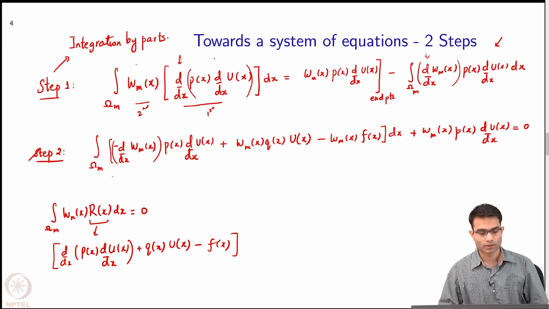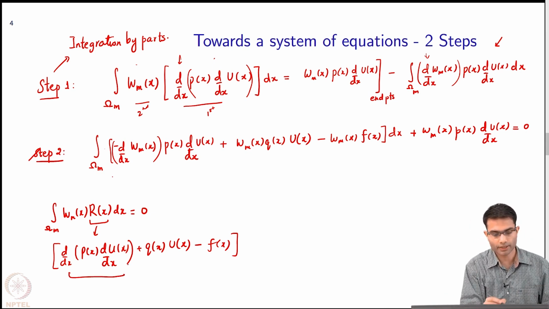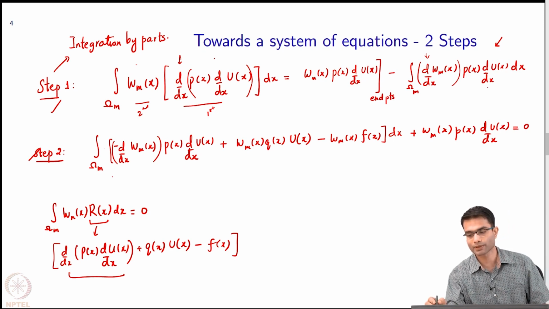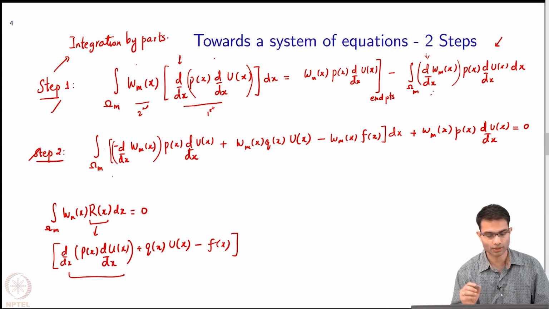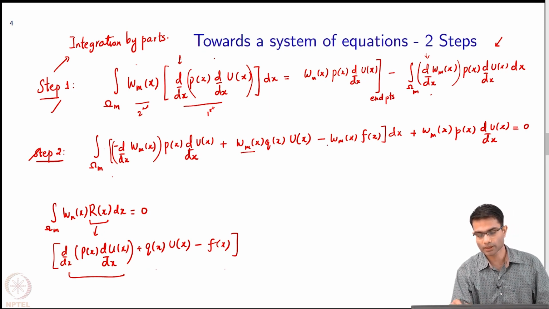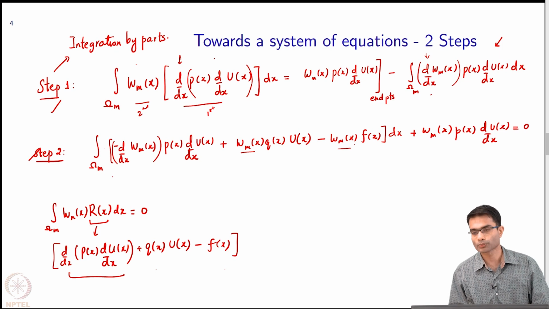right? So the first term is what I did in step 1, integration by parts, simplified it, transferred one derivative from u onto w as a result of doing that. Second and third term remain as they are, they get multiplied by a wm on both sides.